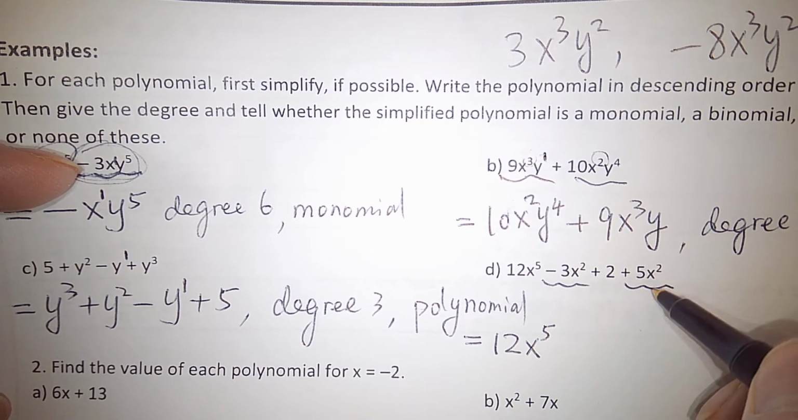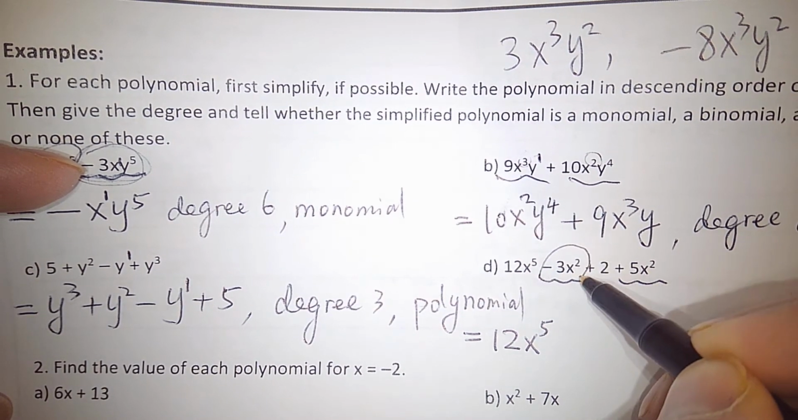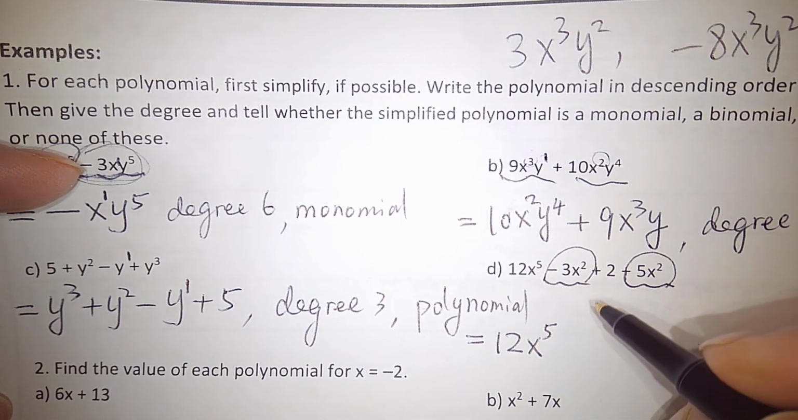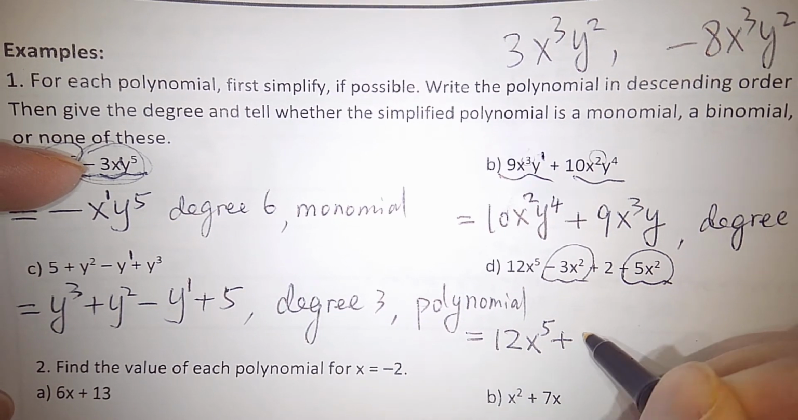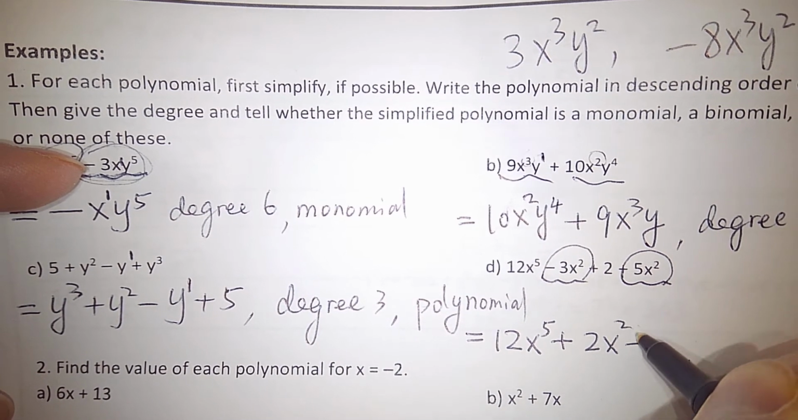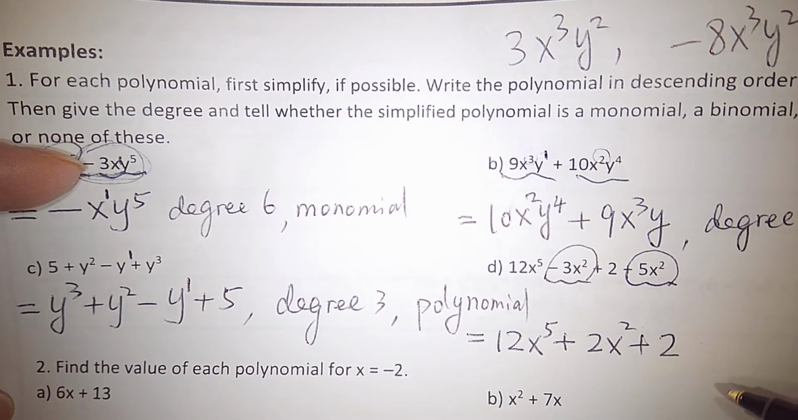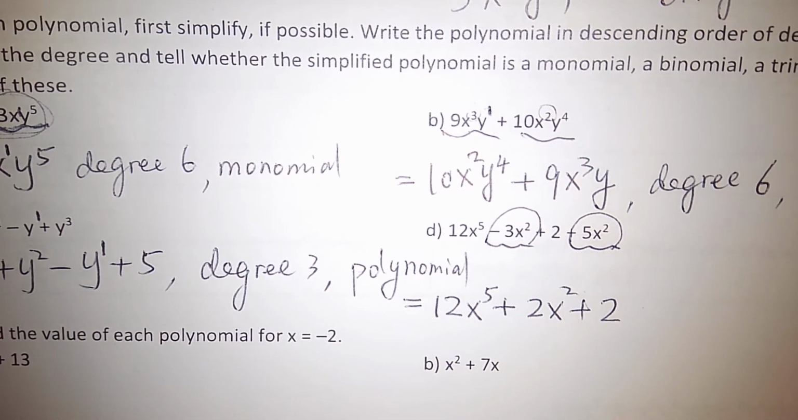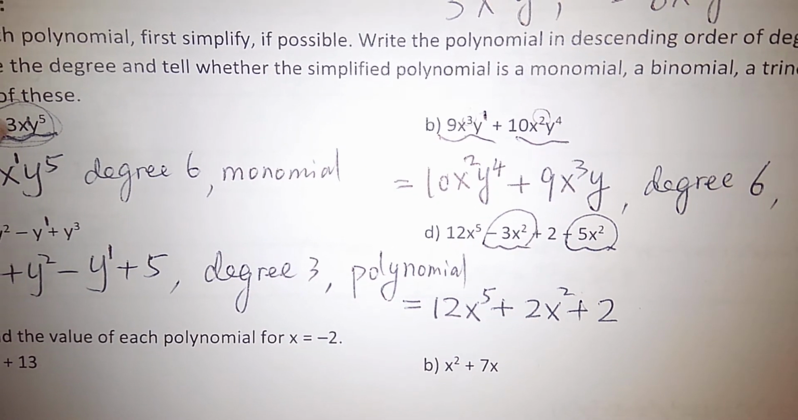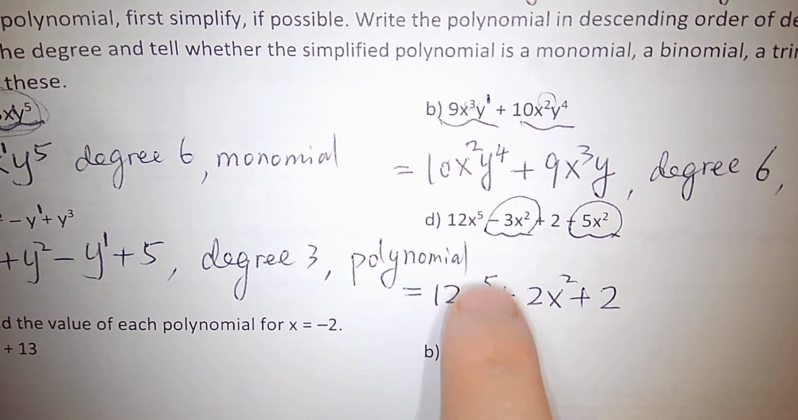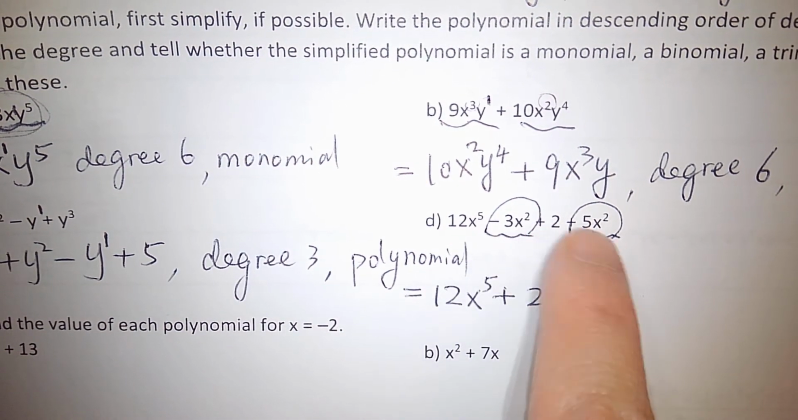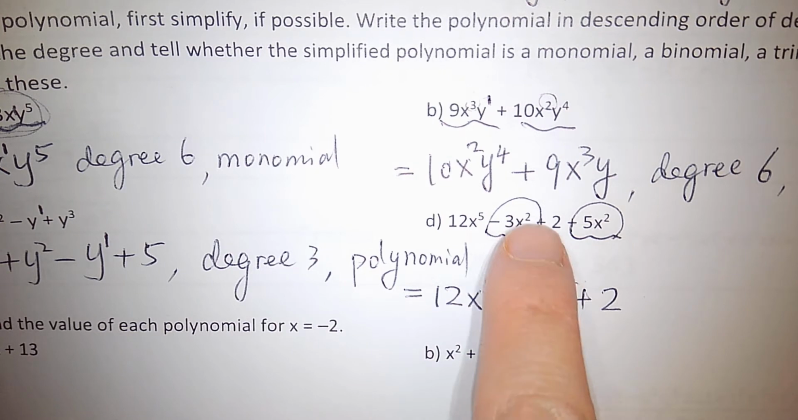How can we combine these two like terms? Negative 3 plus 5 will give us what? Positive 2x squared, and then plus what? 2. Right? We copy the 12x to the 5th. Combine these two, give us positive 2x squared plus 2.